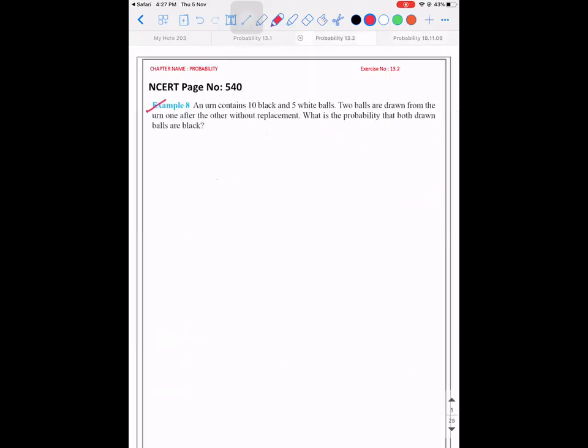So the example 8 is, read this, guys. So there is a bag which contains 10 black and 5 white balls. 2 balls are drawn from the bag, one after the other, without replacement. What is the probability that both balls drawn are black?